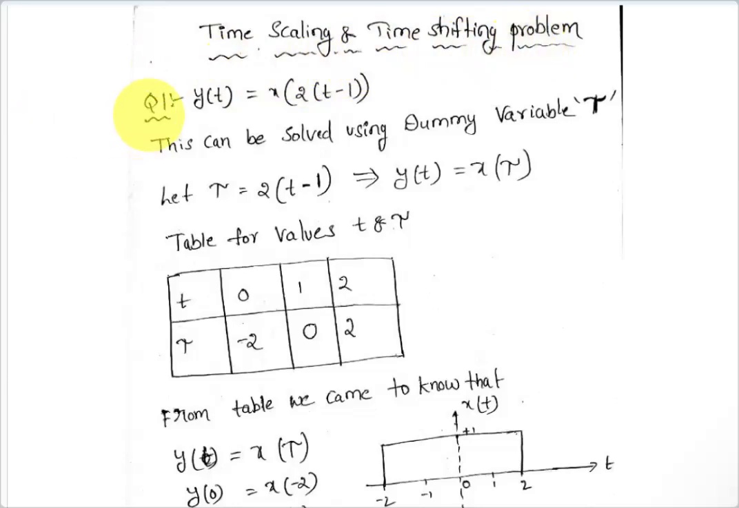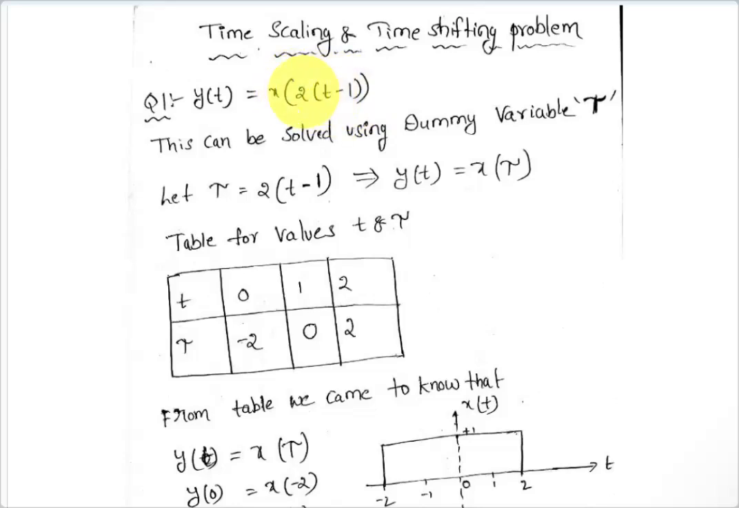Okay, here question one is y of t equal to x of 2t minus 1. Here the LHS and RHS both are signals, guys. Please note that. This can be solved by using a dummy variable tau. Let tau equal to 2t minus 1.